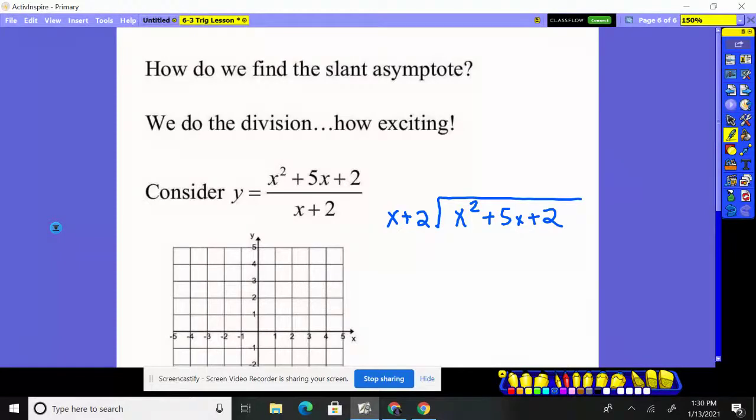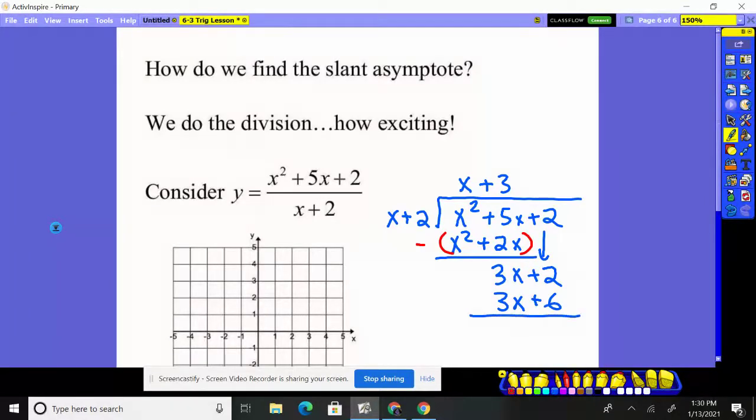Okay, fine. x goes into x squared x times; x times x is x squared, x times the 2 is 2x. We must remember that we're subtracting the whole thing. So x squared minus x squared goes away. 5x minus 2x, that's 3x. We then bring down this guy and start the process over. x into 3x goes 3 times. 3 times x is 3x. 3 times the 2 is 6. We then subtract the whole thing.